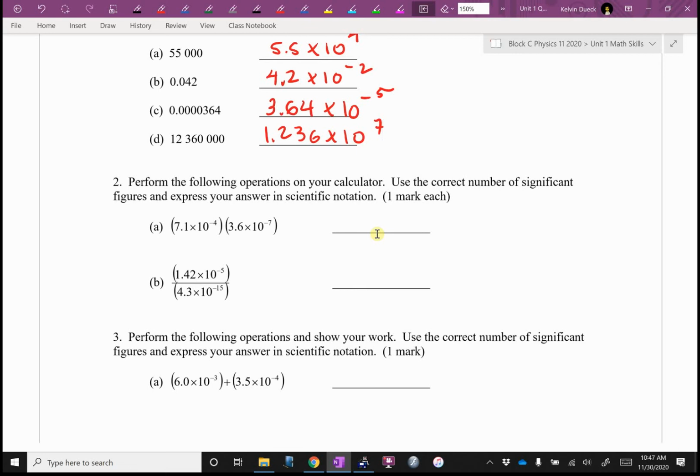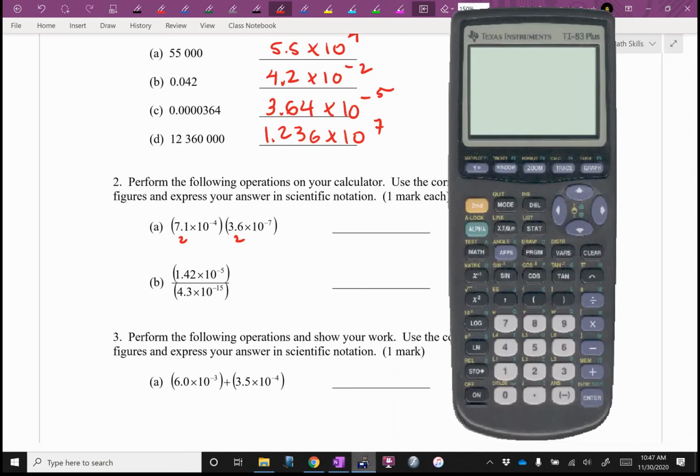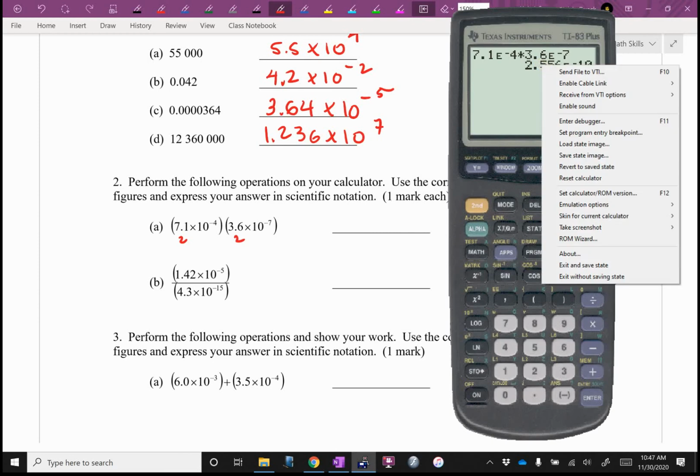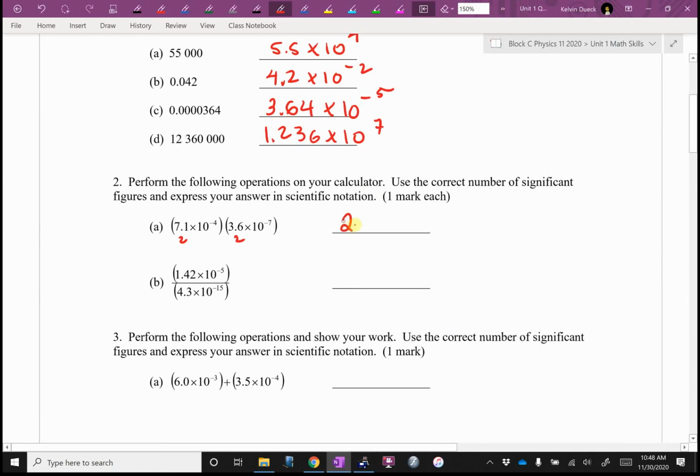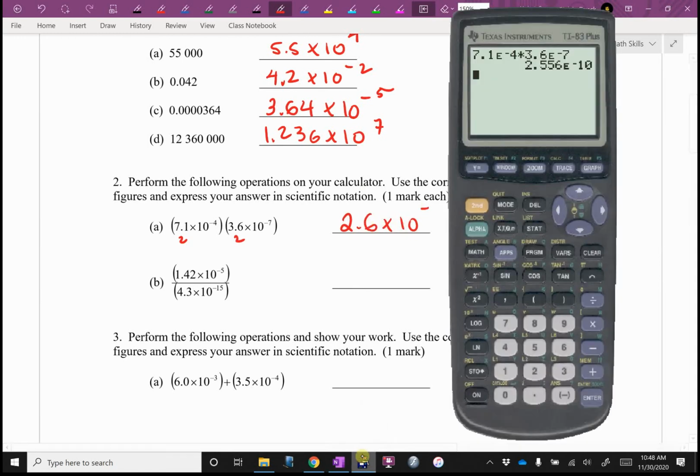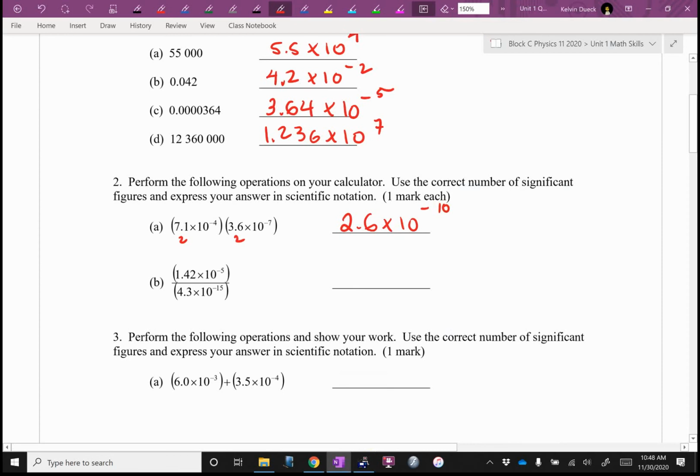I'm multiplying 2 sig figs, 2 sig figs. I'm going to give my final answer to 2 sig figs and in scientific notation. 7.1 scientific notation, negative 4 times 3.6 scientific notation, negative 7. I got an answer back in scientific notation. 2 sig figs, the 5 is the second sig fig. Is that 5 going to stay a 5 or become a 6? So 2.6 times 10 to the negative 10. Half mark for the 2.6, half mark for the times 10 to the negative 10.